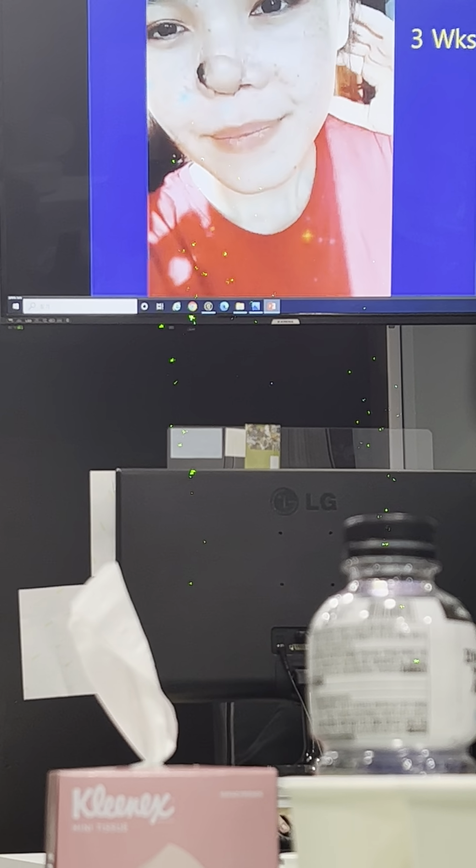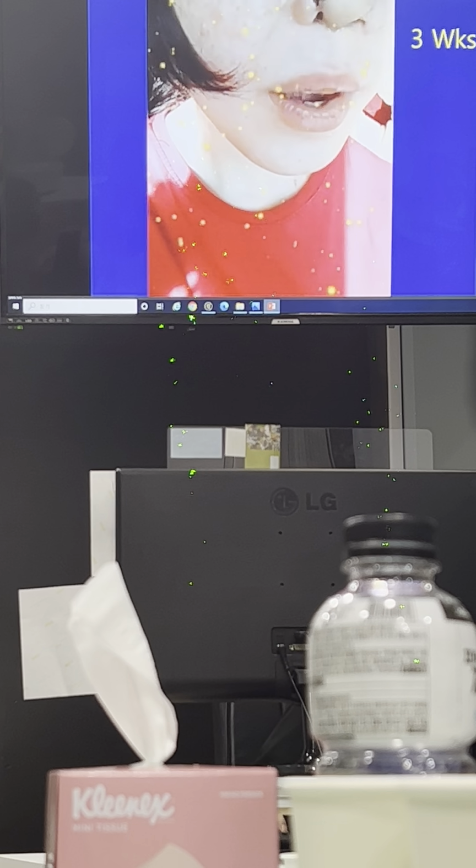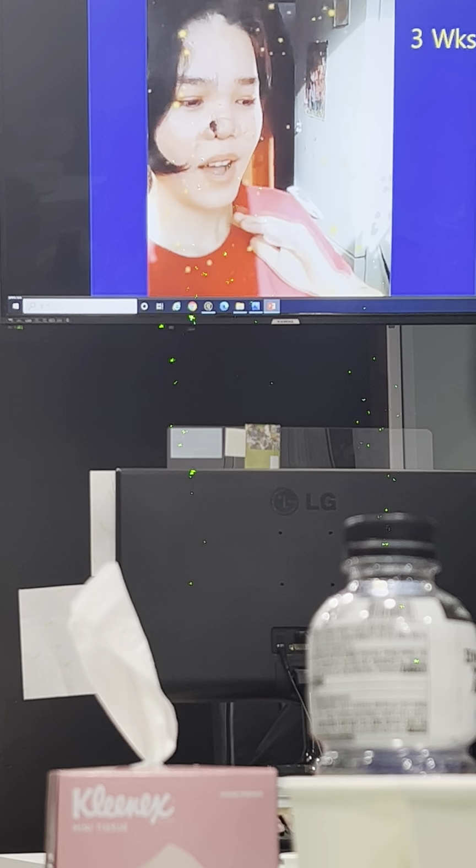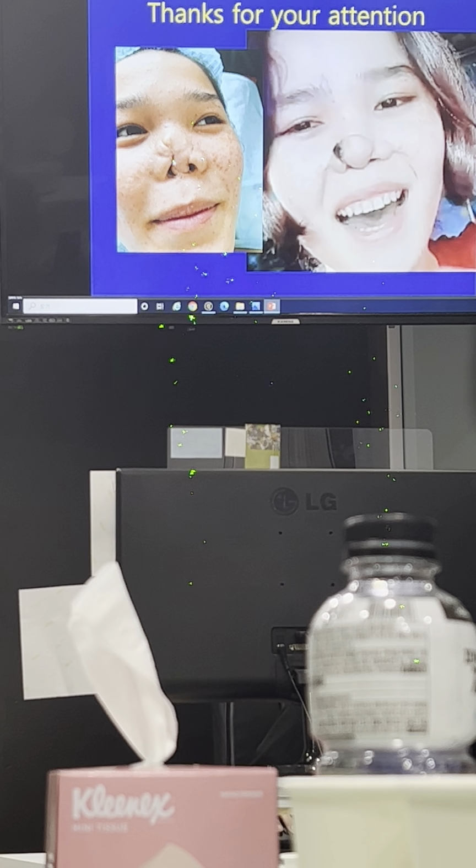This is just 3 weeks after the operation. So this is before and after. The skin on the tip is from the rotation. So we can correct the alar deformity like this.